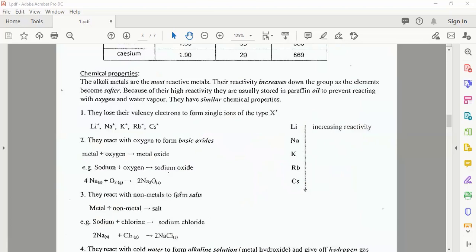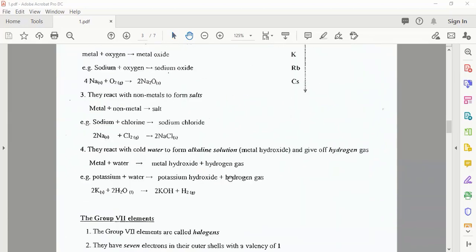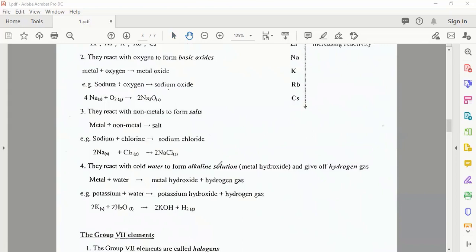Number 3, they react with non-metals to form salts. For example, you can take sodium. When it reacts with chlorine, it will give you NaCl, that is a salt. So they react with non-metals to form salts. They have given the example here also. Now property number 4, they react with cold water to form an alkaline solution, meaning metal hydroxide, and hydrogen gas is given off. For example, here they have given the reaction: metal plus water gives you metal hydroxide and hydrogen gas. See here, we took potassium reacting with water, giving you potassium hydroxide and hydrogen gas. So these are the chemical properties of group 1 metals.